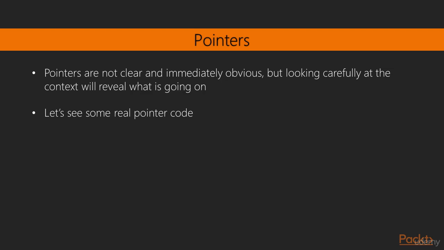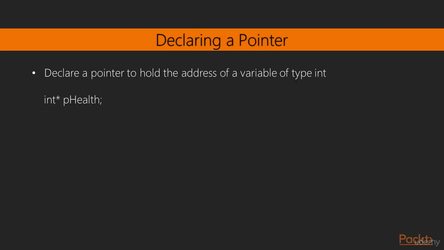We can now start to actually see some real pointer code. Declaring a pointer. To declare a new pointer, we use the dereference operator along with the type of variable the pointer will be holding the address of. Take a look at the code, and we will go into it some more. This code declares a new pointer called pHealth that can hold the address of a variable of type int. Notice I said can hold the address of a variable of type int. As with other variables, a pointer also needs to be initialized with a value to make proper use of it.